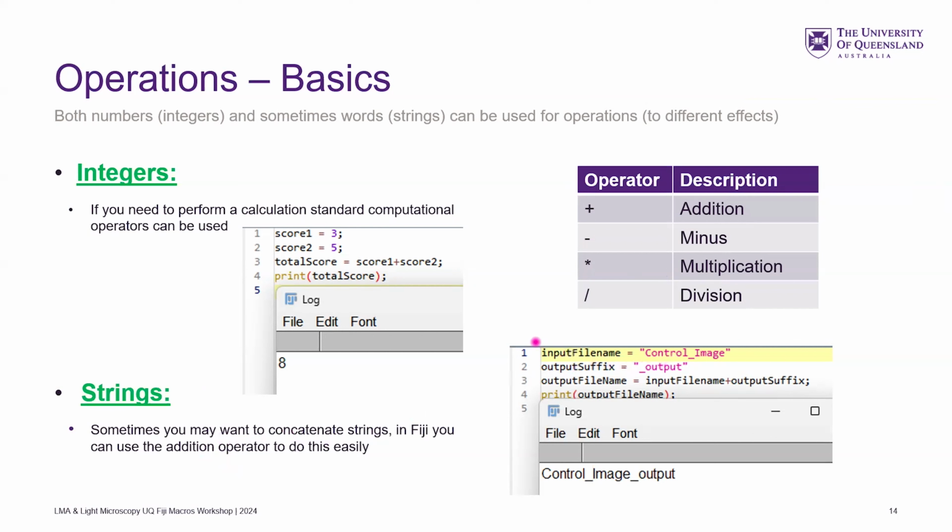But you can also do addition on a string. So here we've got the file name equals control image, and then I might want to do something to it, like flatten it, max project it, crop it, and then save it out. So I want to add onto the end, or append, or concatenate is the word, output to the end of this. So we can say the output file name equals input file name plus our output suffix, and then we print that, and that's what we get. Does that make sense? Really, strings only work with adding. You can't divide two words. It's not going to work.